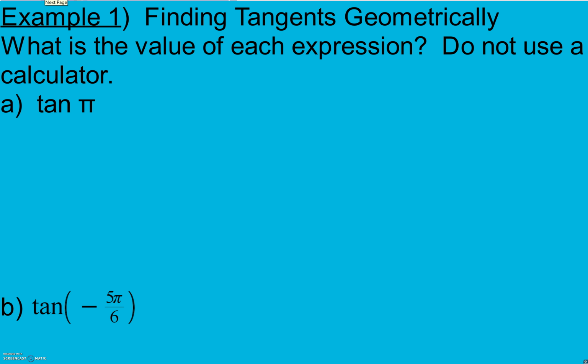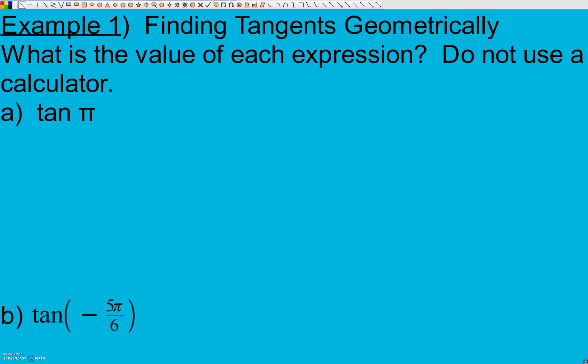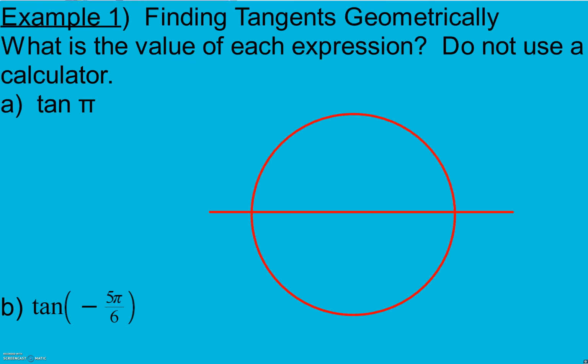So finding tangents geometrically. What is the value of each expression? Do not use a calculator. So I am going to get us a circle to start with, maybe. Pi is pi over 1, so one line to split it up. So we have 180 degrees here, which is the same as pi.